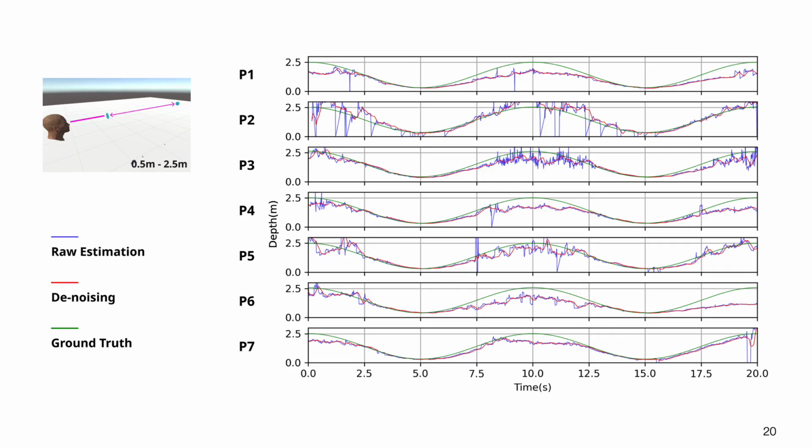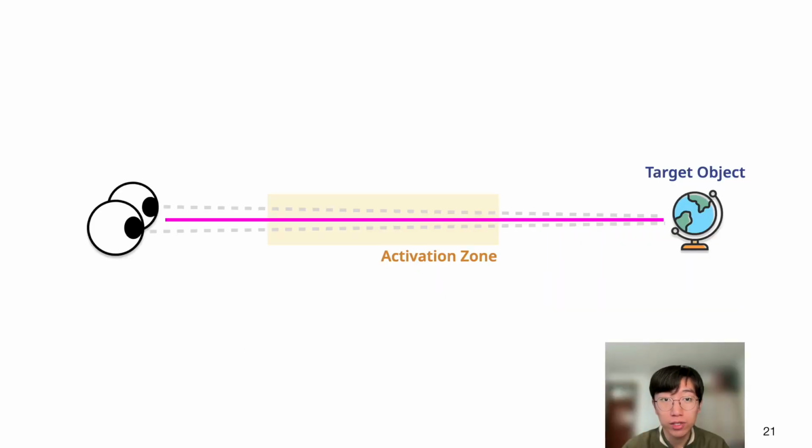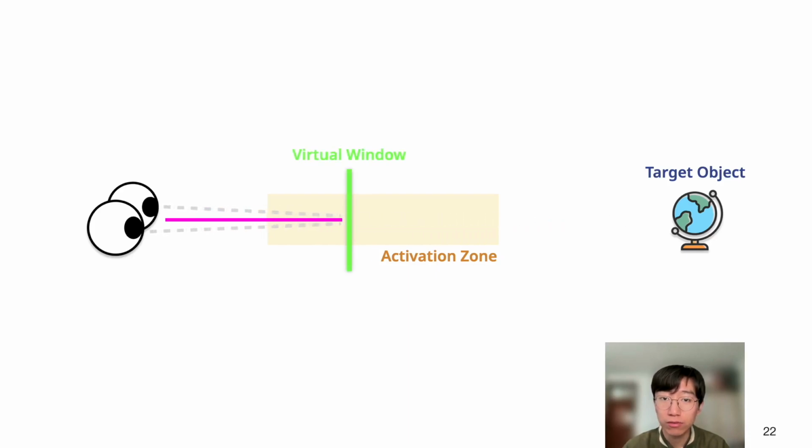Based on these characteristics, instead of using the exact value, we care more about the depth transition process. We define an activation zone, which is relatively wide. The observed target object is outside the activation zone, and the virtual window will be activated only when the user brings their visual depth into the activation zone.